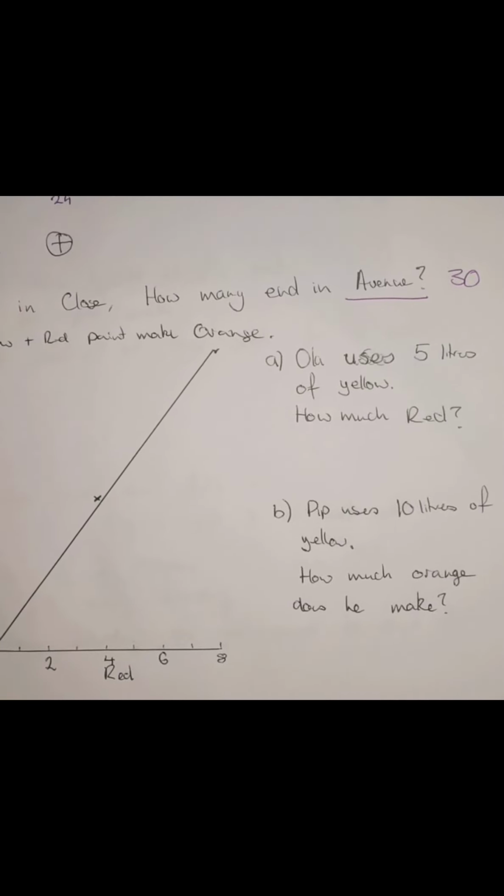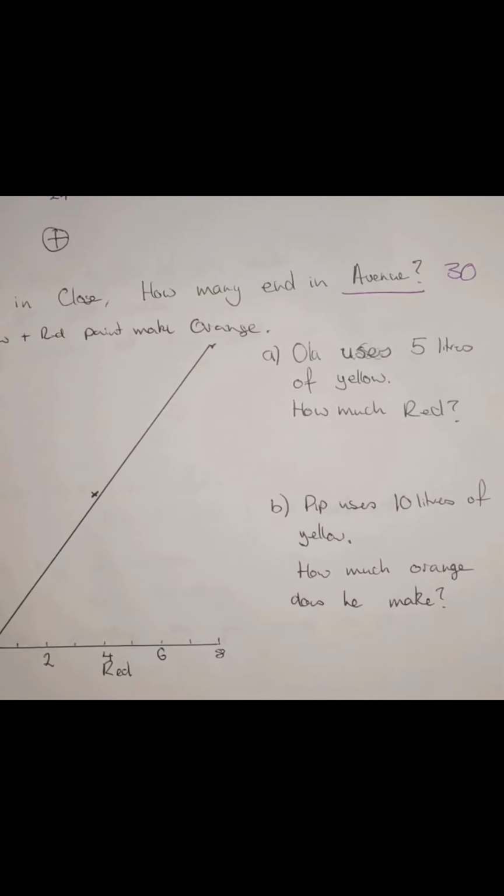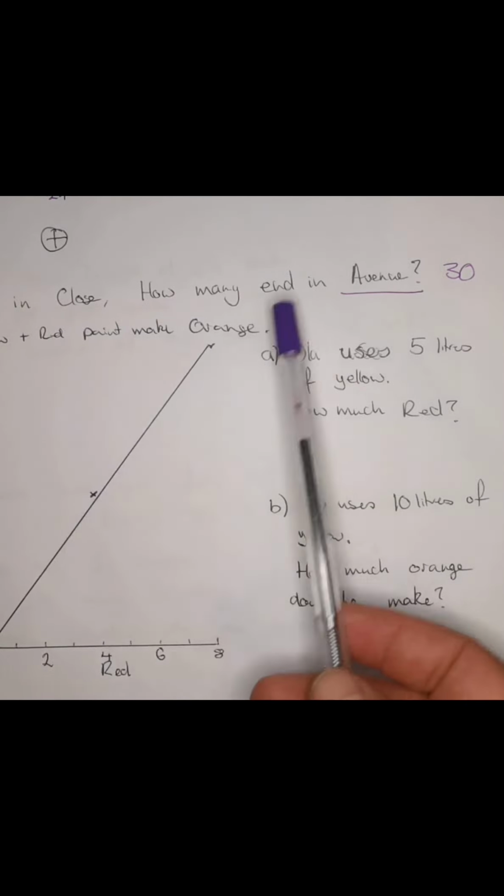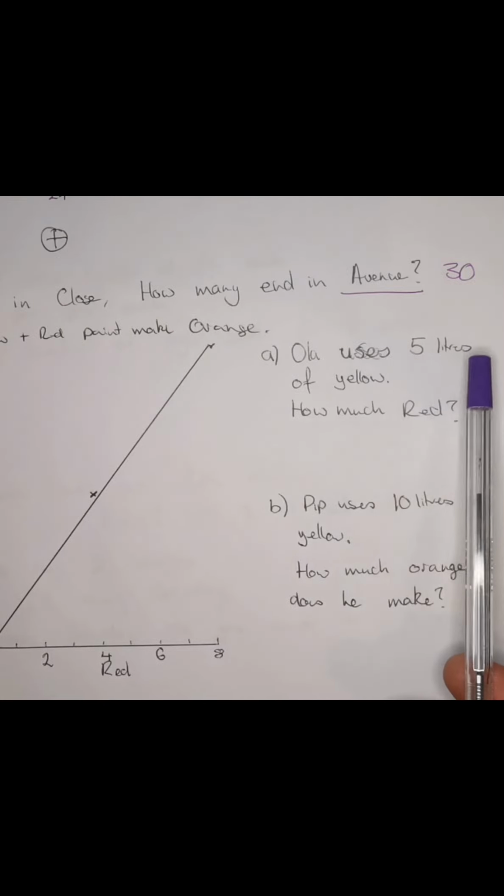Right, then you had a graph. This is apparently what the graph looked like. You'll have to bear with me if it's not. I'm afraid this is just what I've been told. So, yellow and red paint make orange paint. Got a graph. Ola uses 5 litres of yellow paint.